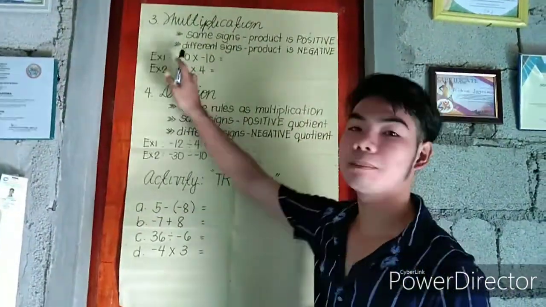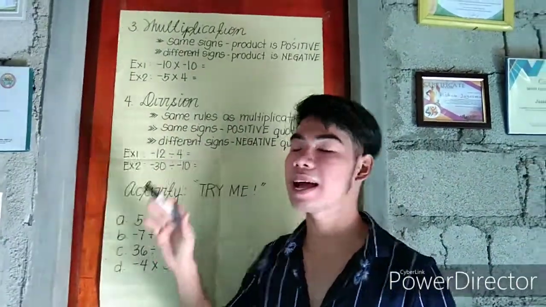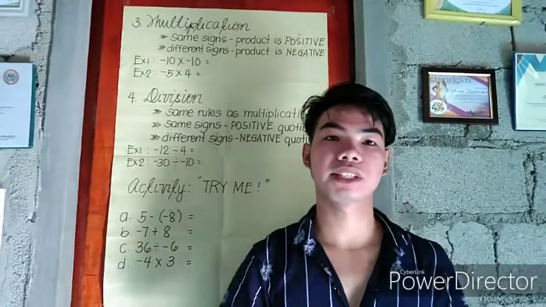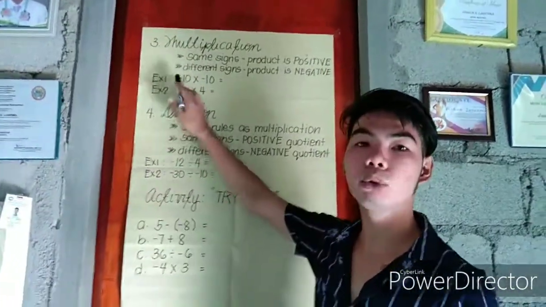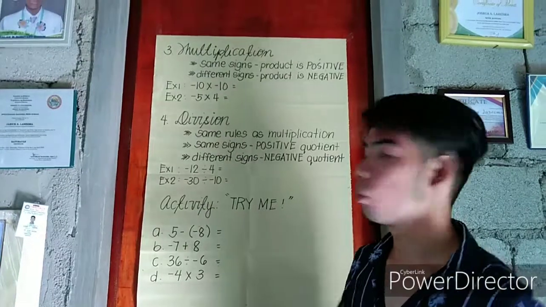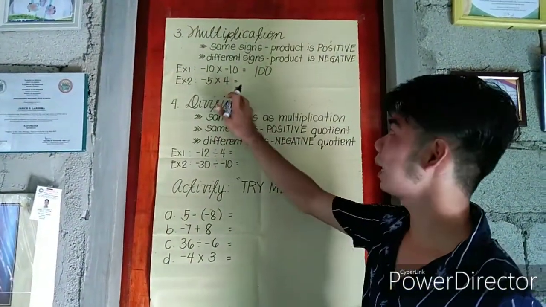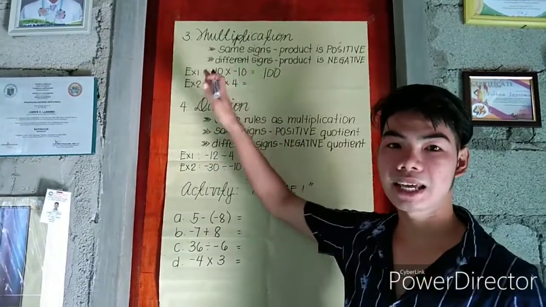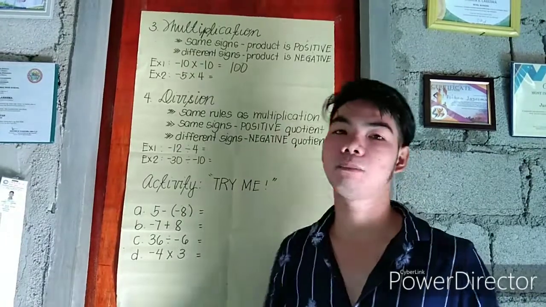Negative 10 times negative 10. We have seen that they are both negative, so the same signs, right? So the answer is 10 multiplied by 10, which gives you 100. Why is there no negative here? Because the signs are the same, or magkapareho. So our answer is positive 100.